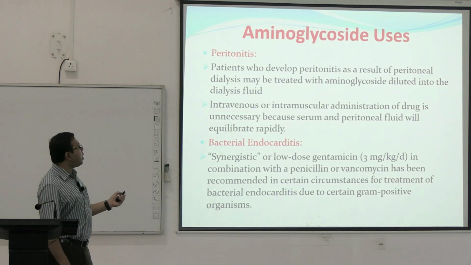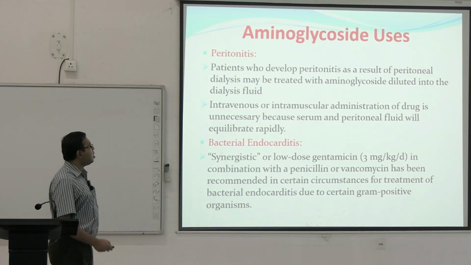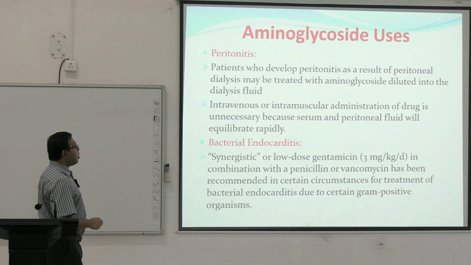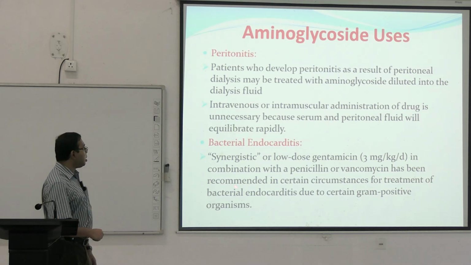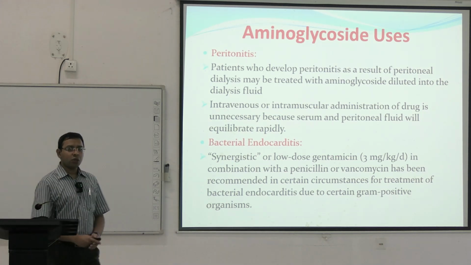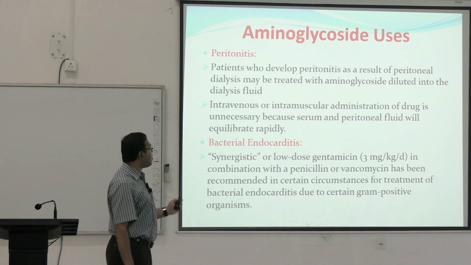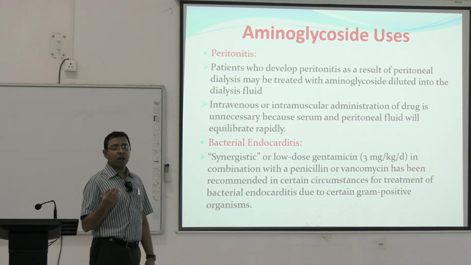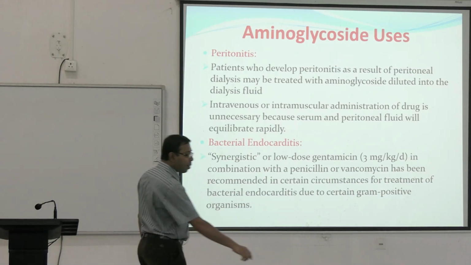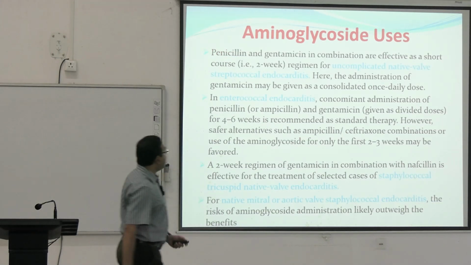Peritonitis, already we have seen in peritoneal fluid they achieve a high concentration. So we can use intravenous or intramuscular injections. Bacterial endocarditis, already we have seen synergistic or low dose gentamicin with a penicillin or vancomycin is very effective in bacterial endocarditis. So remember the indications: peritonitis, bacterial endocarditis. These are the infections that are very difficult to treat. In these cases, usually the aminoglycosides are used.